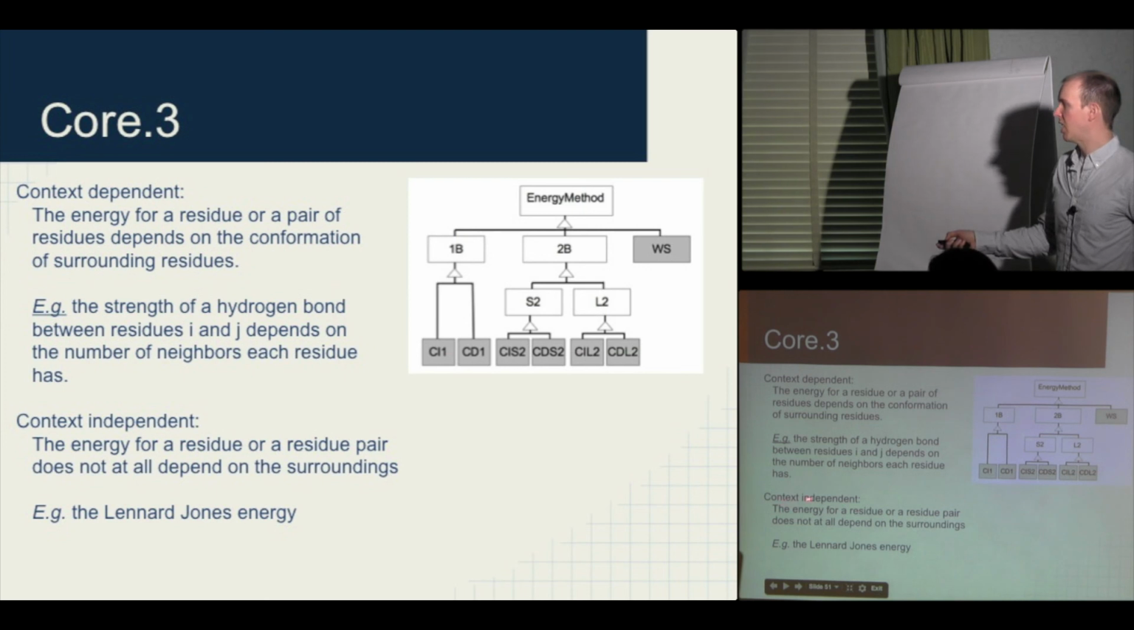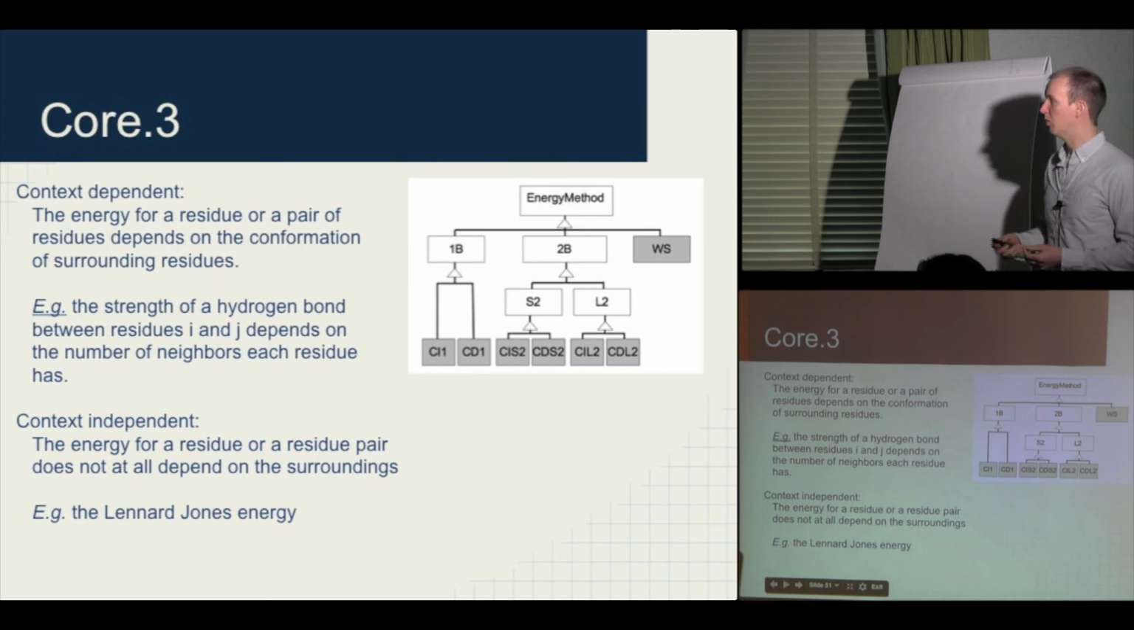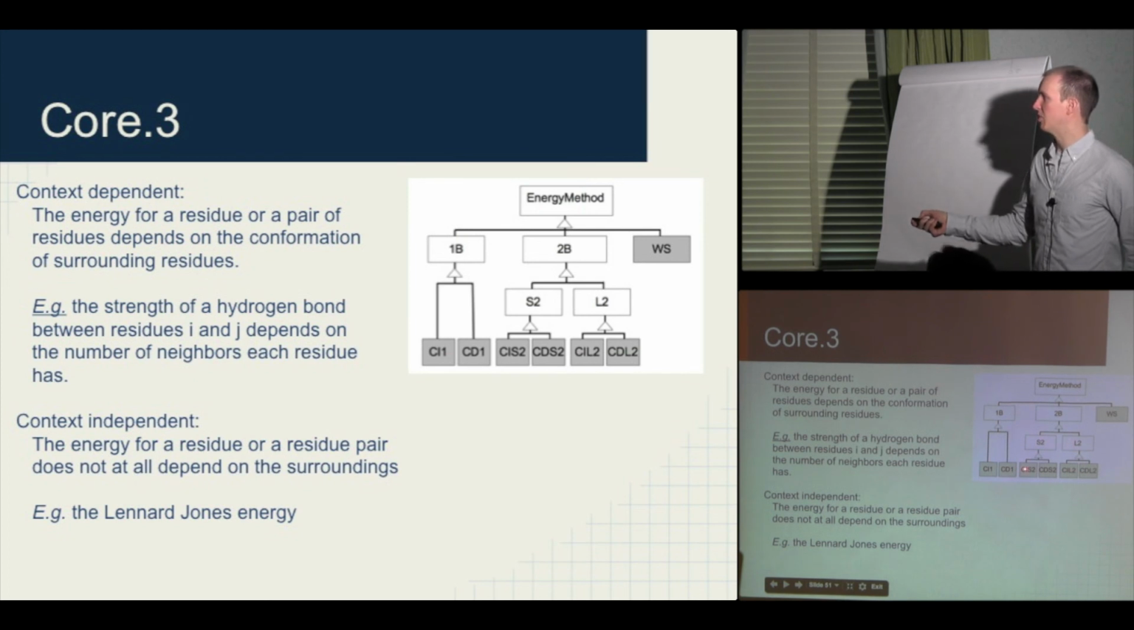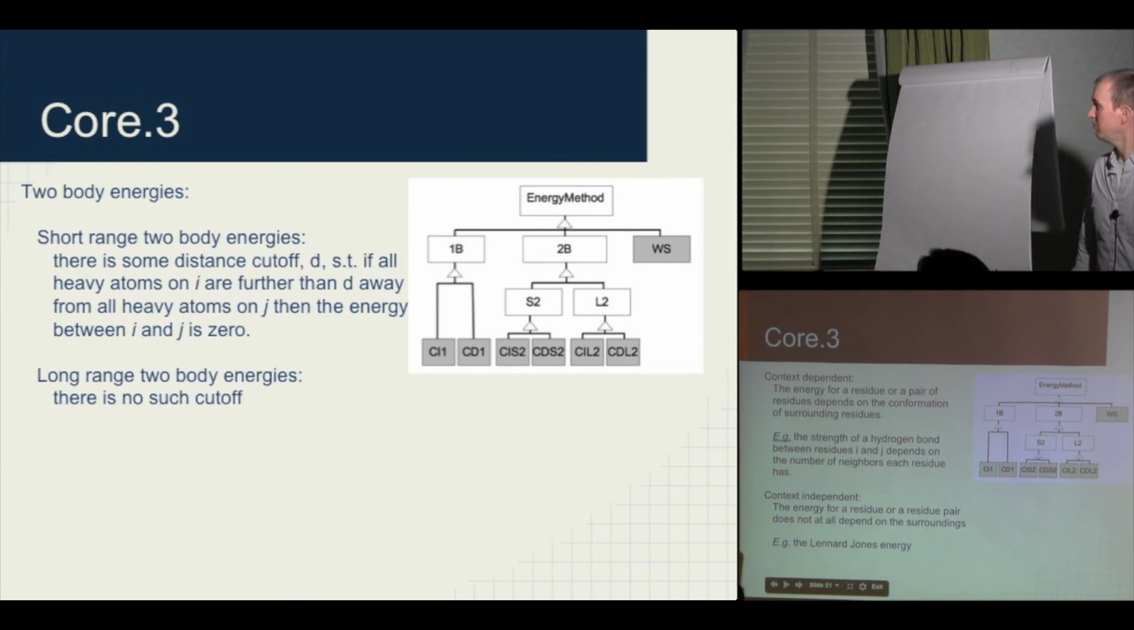And then you have context-independent energies, which are just the opposite. If you have I and J floating in space or I and J in some crowded context, their interaction energies, assuming they haven't moved with respect to each other, would be exactly the same. So for the one-body energies, you have context-independent one-body energies and context-dependent two-body energies. And then we have a division that I'll talk about in just a moment, but there's a context-independent and dependent form of each of these two. And then whole structure energies are just context-dependent, by nature.